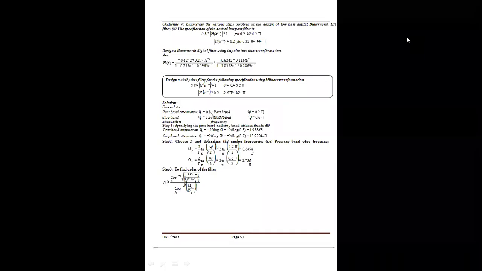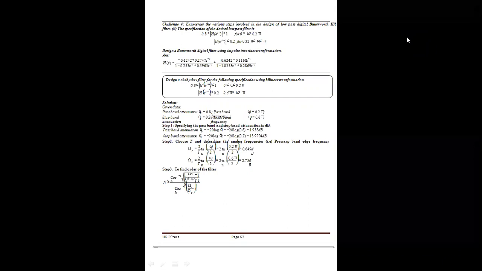We discussed how to design the Butterworth filter using impulse invariant and bilinear transformation. In a similar way, we are going to see how to design a Chebyshev filter for the following specifications using bilinear transformation. Okay, so let me have the problem.